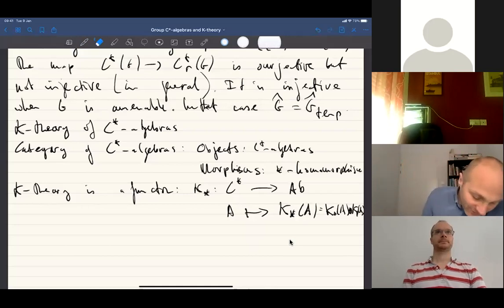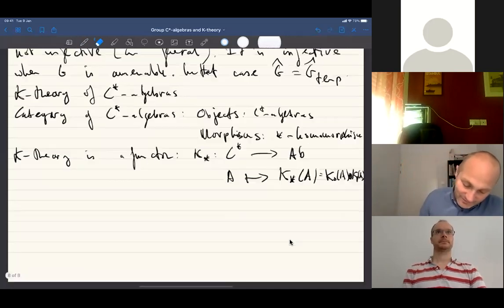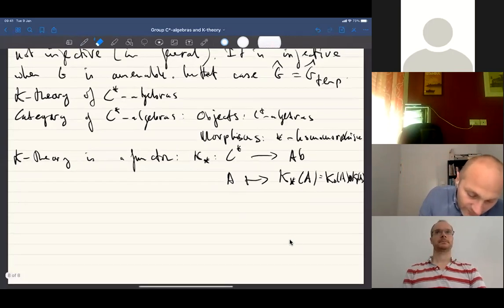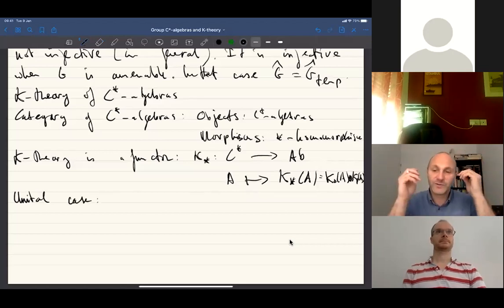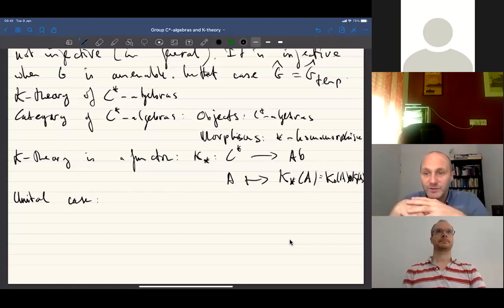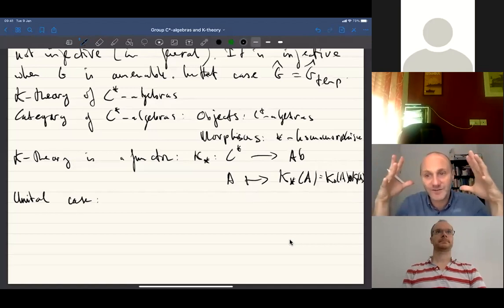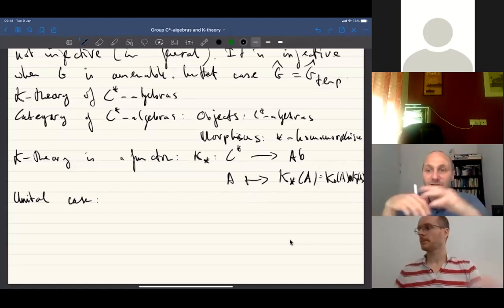So now let's describe K-theory, and this will go in some steps. Our group C-star algebras, when the groups are not discrete, don't have an identity element, they don't have a unit. So they are rings, but there's no unit in these rings.